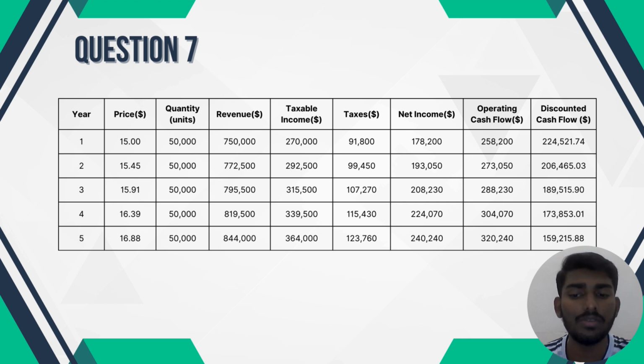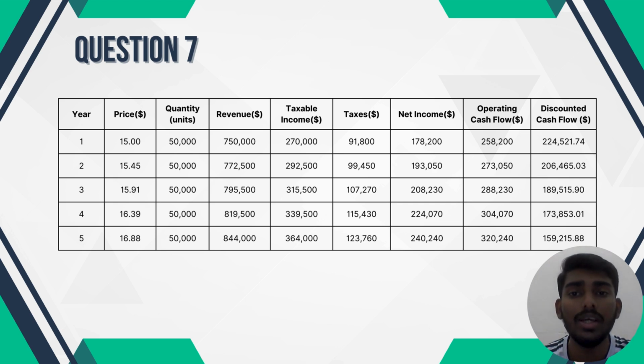Tax equals taxable income times the corporate tax rate. The corporate tax rate is 34%. For year 1, 91,800. For year 2, 99,450. For year 3, 107,270. For year 4, 115,430. Year 5, 123,760. Net income equals taxable income minus tax.